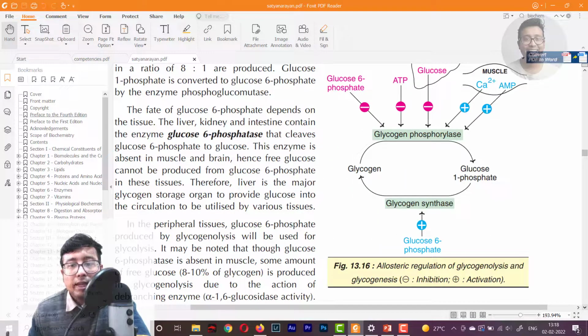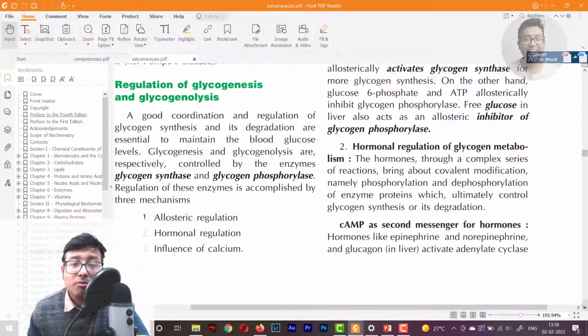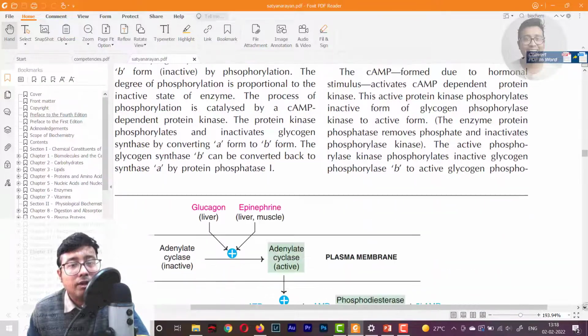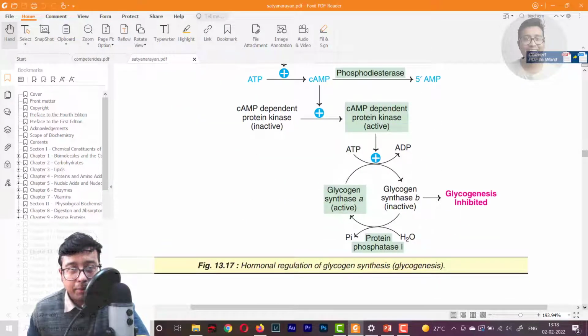Okay, so yes, this is the allosteric regulation of glycogenesis and glycogenolysis. This figure is very important, you need to know this. Okay, this is allosteric regulation, not hormonal, but this is important. What are the substrates that are controlling regulation of glycogenesis and glycogenolysis? If the figure in your book looks different, then you can just give that figure, but just learn one figure from one textbook so that you can draw that in the answer script.